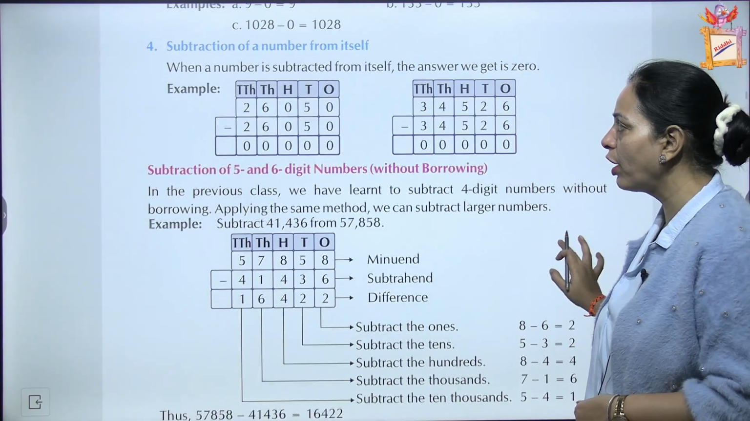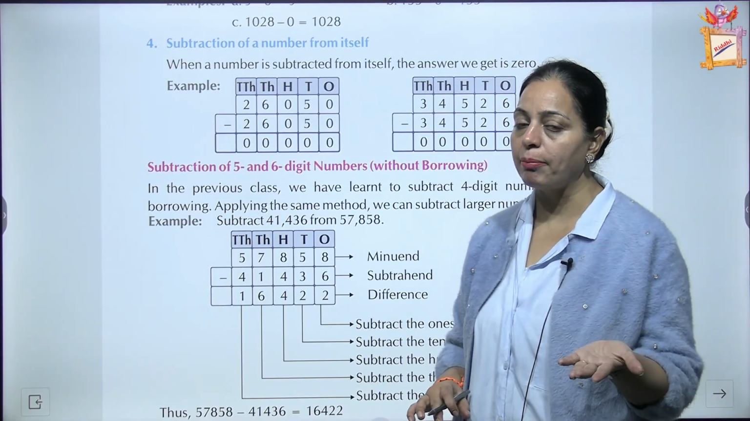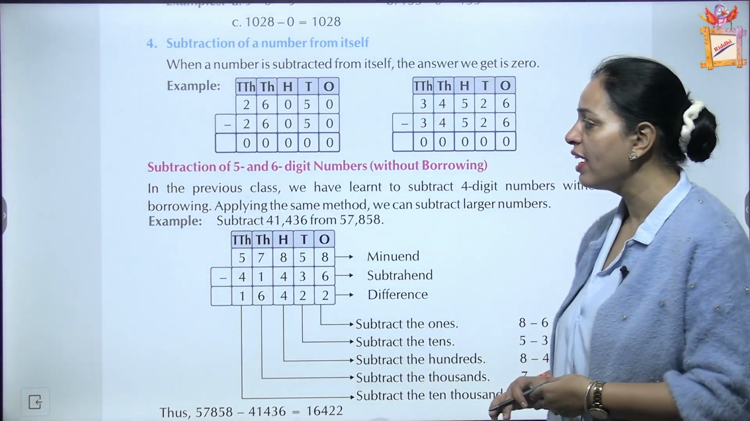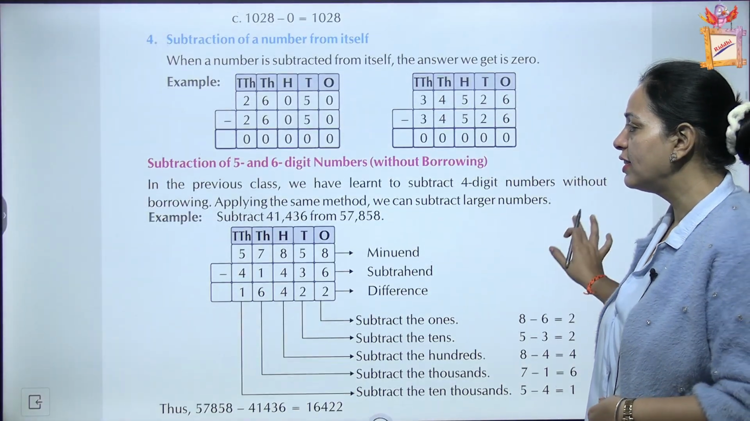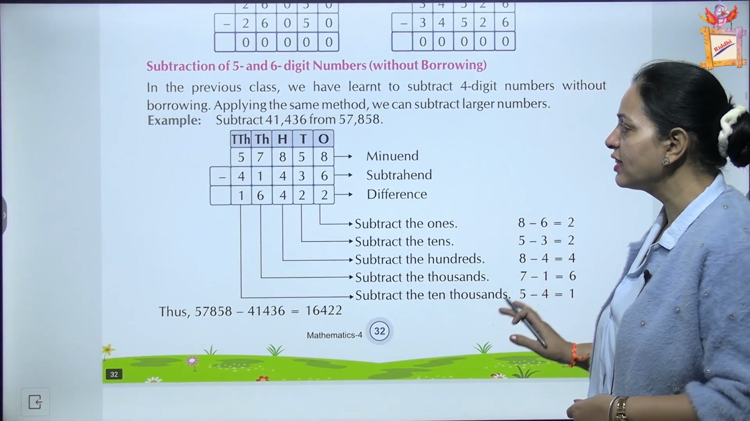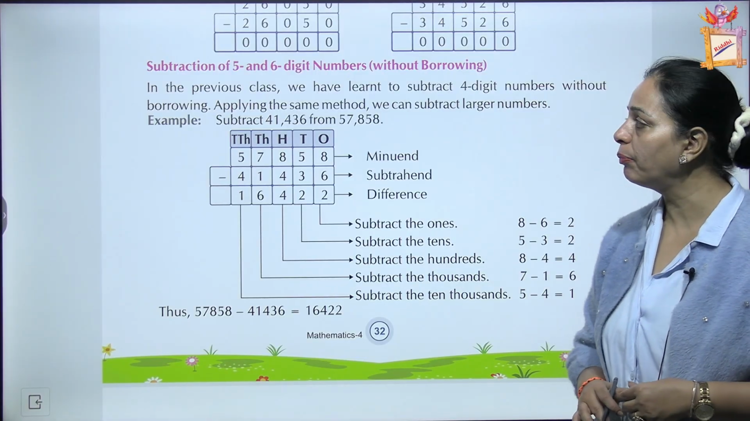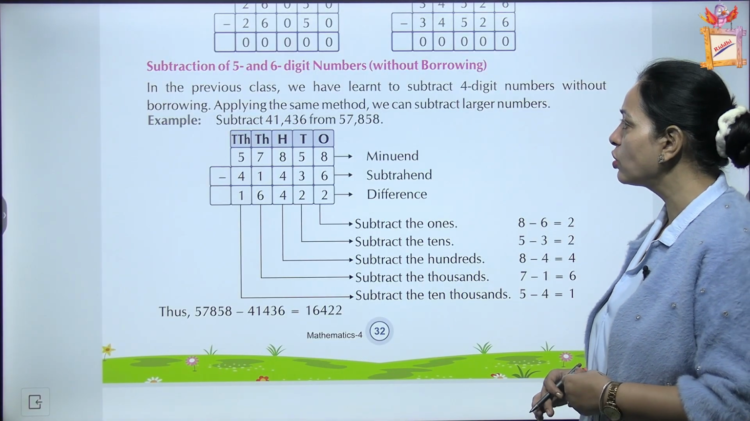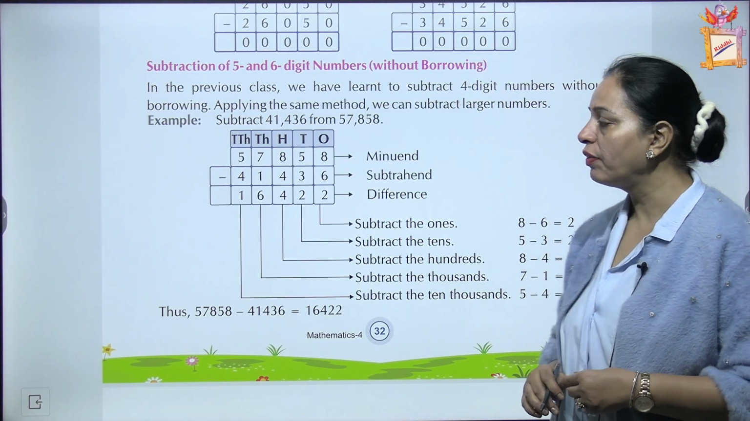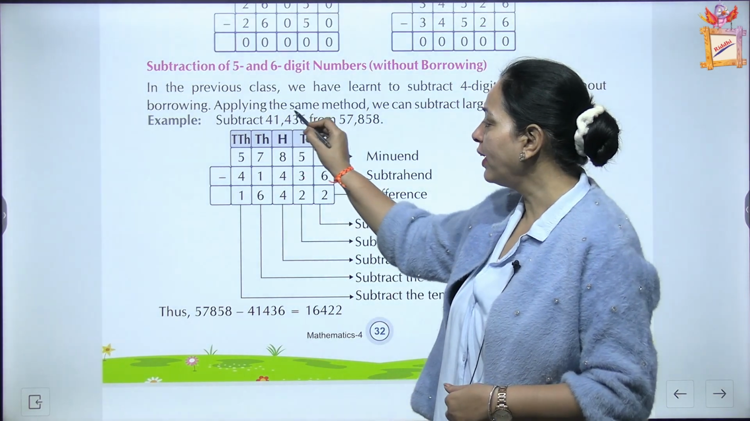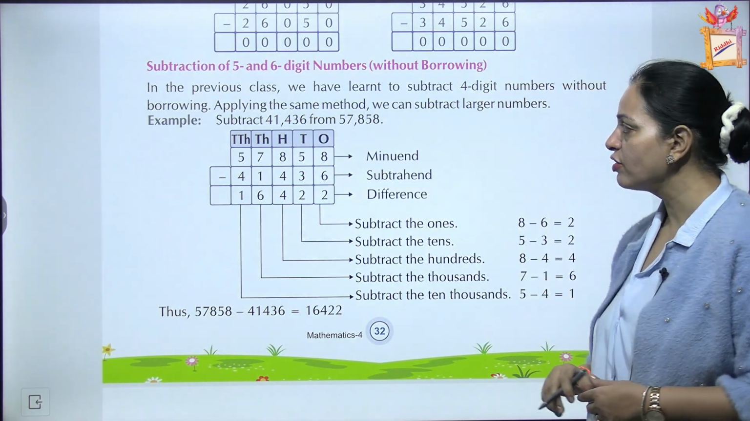Now subtraction of a number from itself. If we subtract a number from itself, the answer would be 0. Now the next is subtraction of 5 and 6 digit numbers without borrowing. In the previous class we have learned to subtract 4 digit numbers without borrowing. Now applying the same method we can subtract larger numbers.